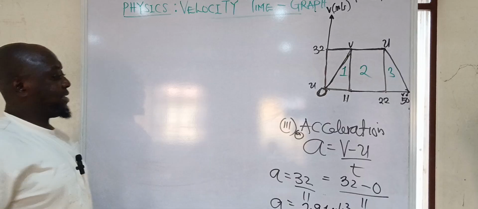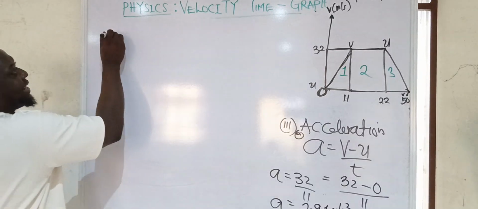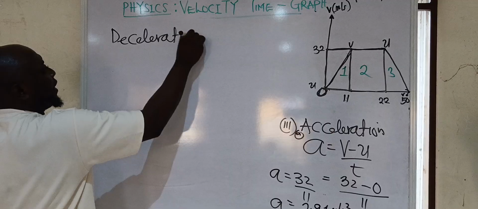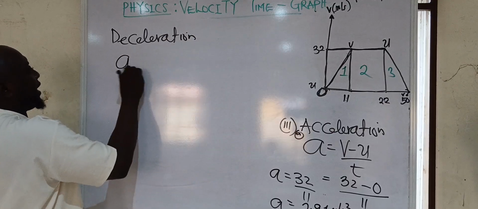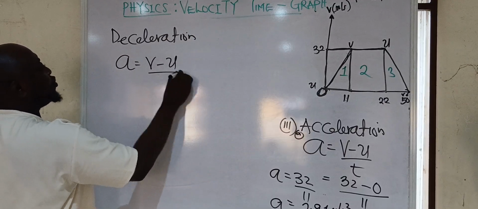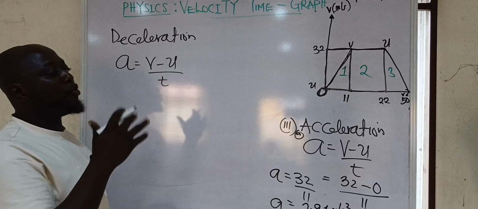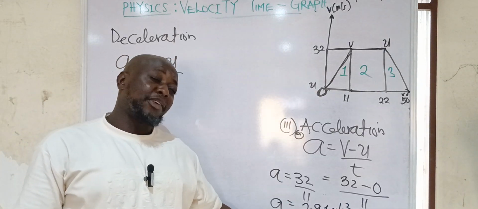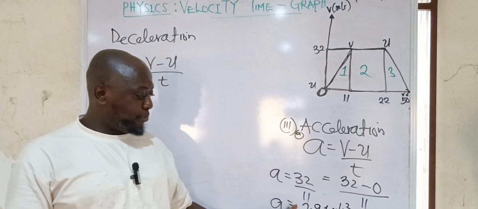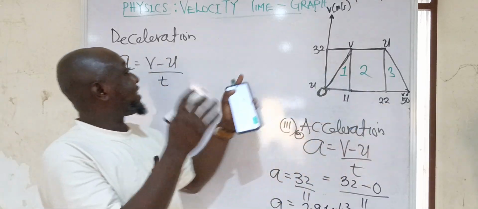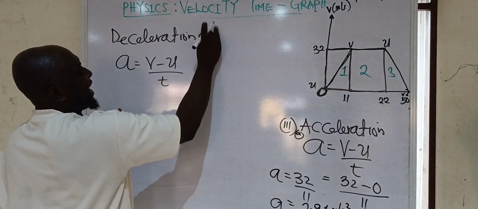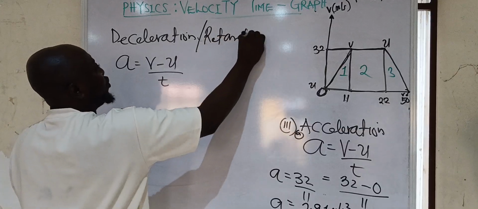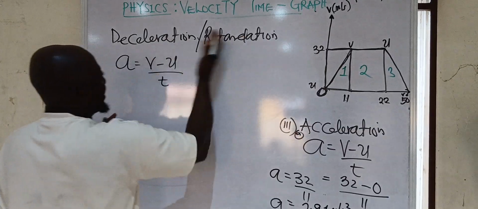So we're using the same thing. Also note that deceleration is simply the opposite of acceleration. We're using the same formula where we say a becomes v minus u over t. Just know that your answer will have minus, while acceleration is having plus. So deceleration or retardation, they are the same thing, guys. Any one of them you meet while solving this is the same thing.